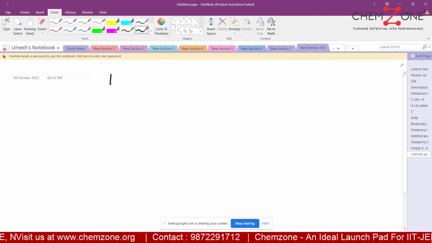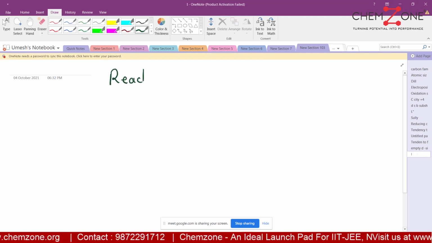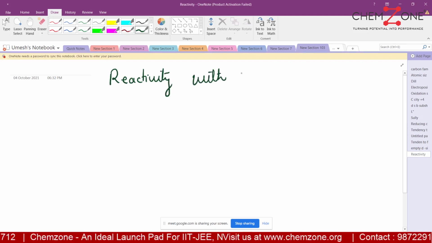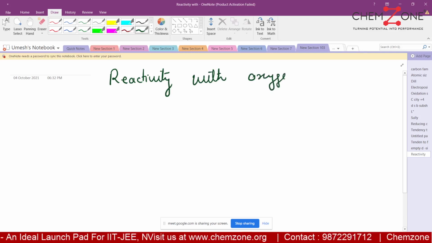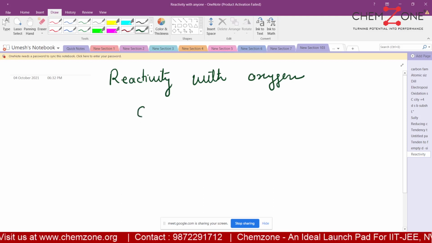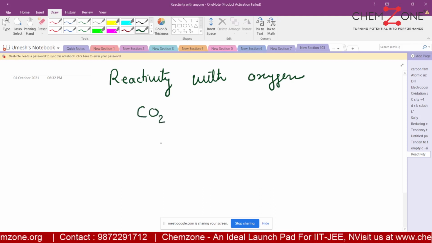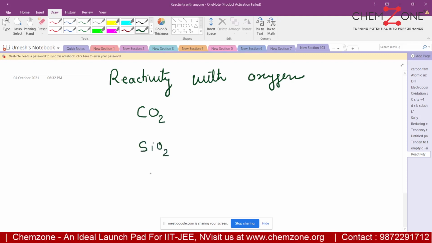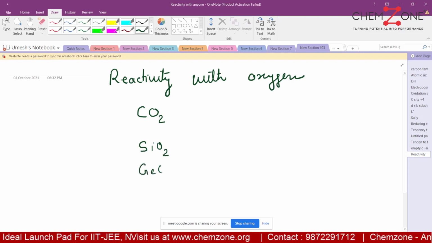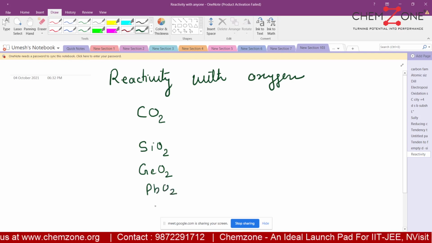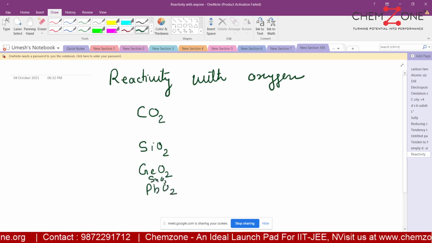Now we discuss reactivity with oxygen. They combine to form dioxides. Carbon plus oxygen forms carbon dioxide. Silicon plus oxygen forms silicon dioxide. Germanium dioxide. Lead dioxide. Before that, tin oxide also. They form dioxides.